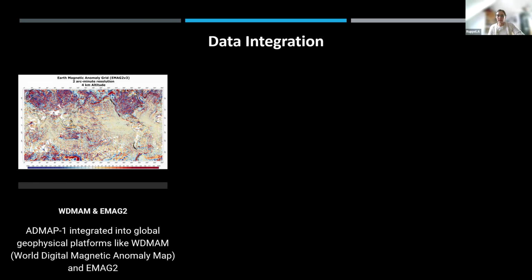Now let's talk about data integration. ADMAP 1 has been successfully incorporated into major international magnetic anomaly compilations like the World Digital Magnetic Anomaly Map. I think the latest release was 2015, so it's still ADMAP 1. And we have the Earth Magnetic Anomaly Grid, the latest release 2017, and ADMAP 1 is also still included. Overall, integrating ADMAP data into these global models helps to ensure consistency across the continent and supports a wide range of geophysical and tectonic research beyond Antarctica.